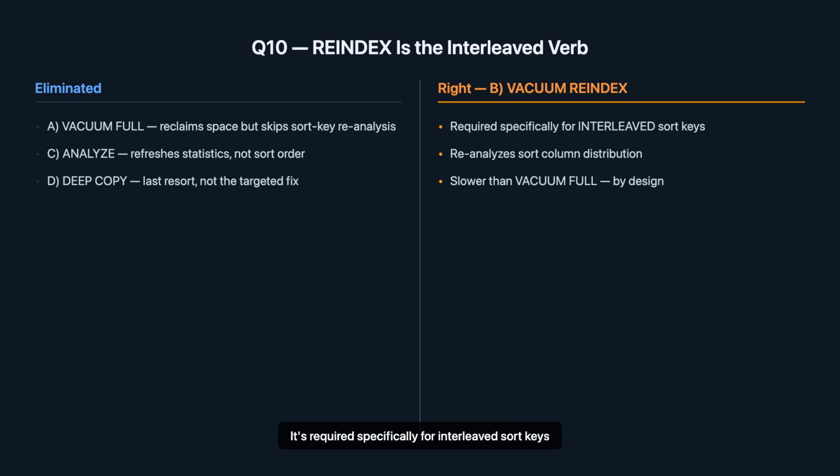It's required specifically for interleaved sort keys because it reanalyzes how values are distributed across the sort columns. It's slower than vacuum full by design. That extra pass is what makes the interleaved sort key keep its zone map advantage. The rule to remember: compound sort key uses vacuum, interleaved uses vacuum reindex.